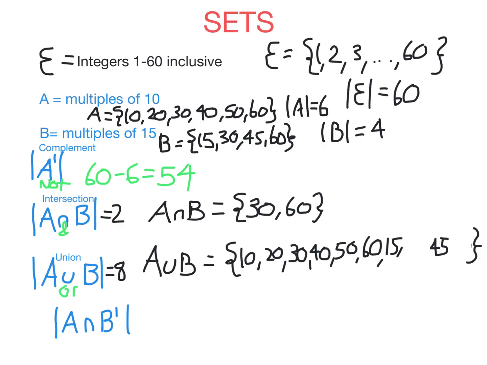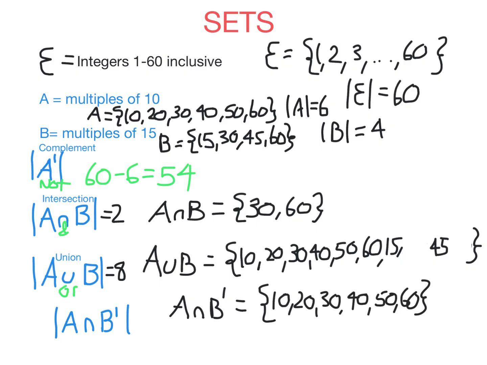So this here says we want to find the number of elements that are in A and not B. In other words, we want to find the elements that are in A only. So this will include the elements of A. So we already know that's 10 to 60. But we need to get rid of those that are in B. So 30 and 60 again, they are in B. So I will rub them out. So left are the elements that appear in the A list, but not in the B list. So there are 4, and so the number in A and not B is 4.